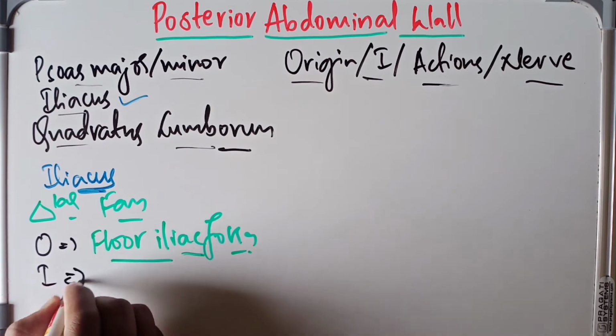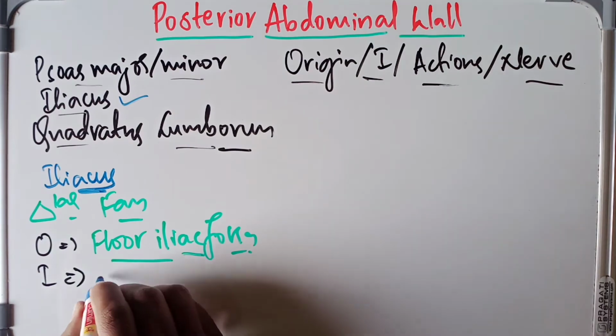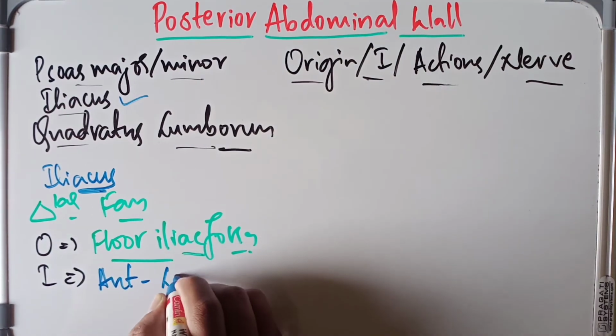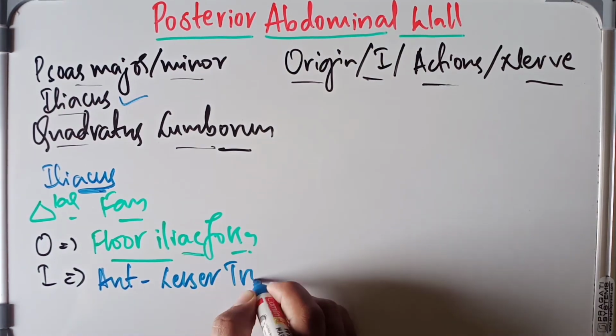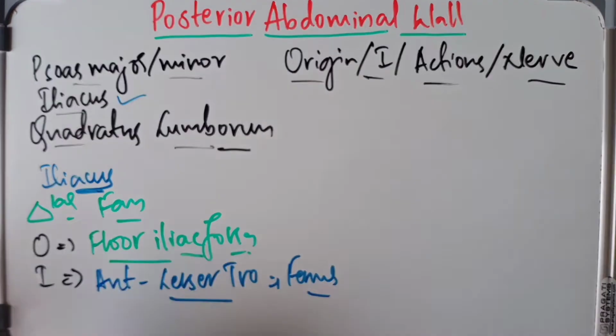And finally, where is it inserted? Those fibers will converge and they are finally inserted into the anterior surface of the lesser trochanter of the femur bone. That's where the iliacus muscle is inserted.